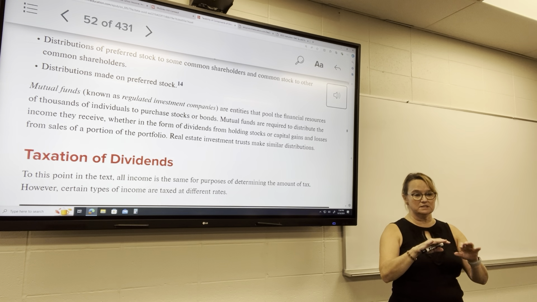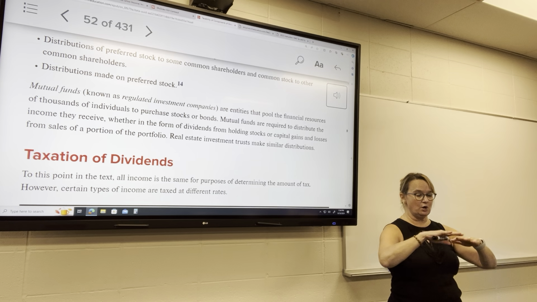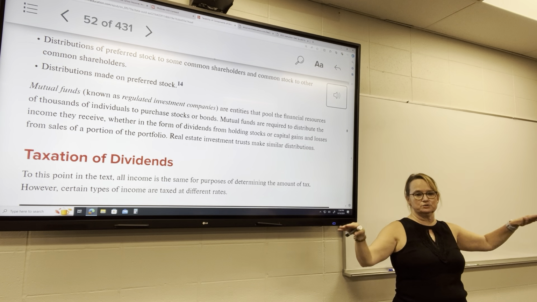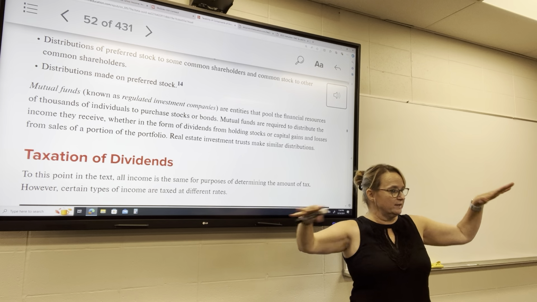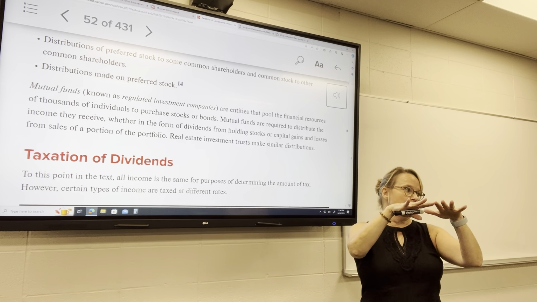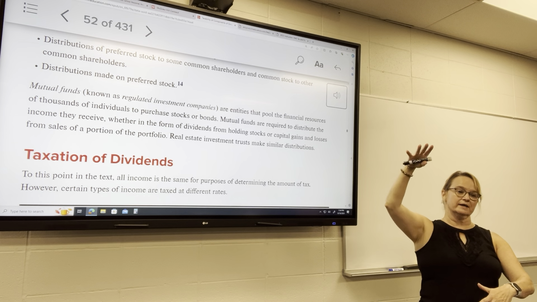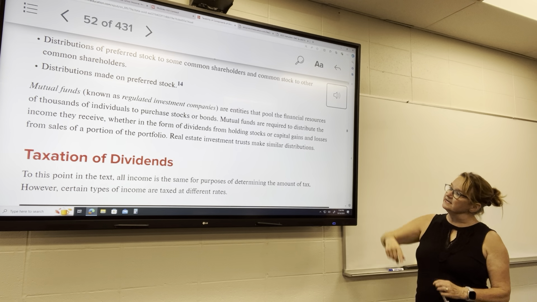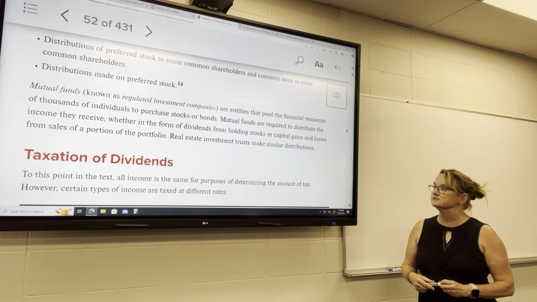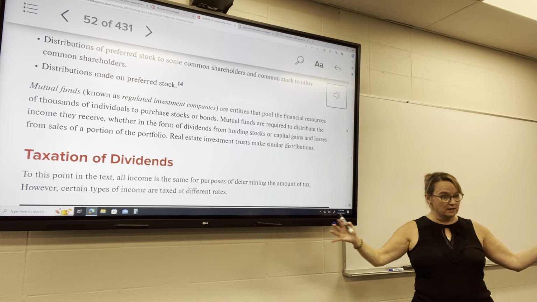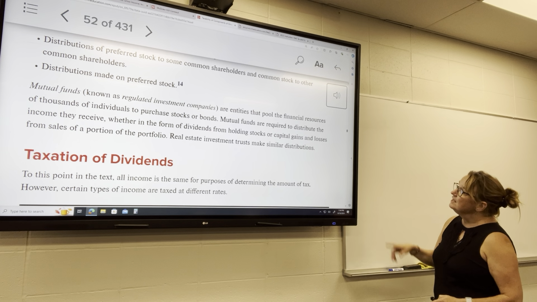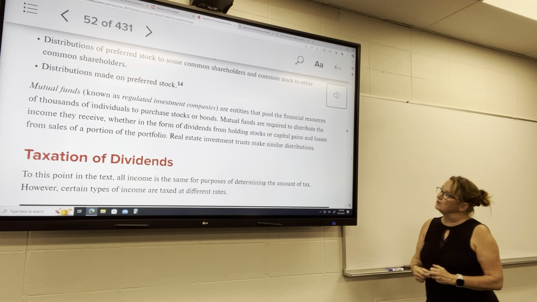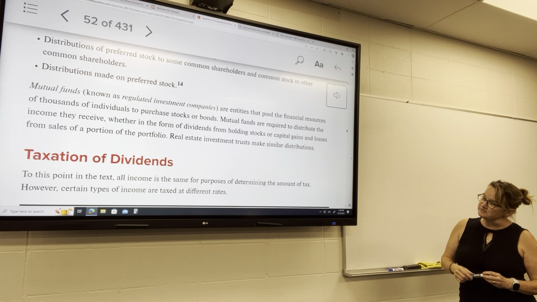So what it does is it distributes your risk. It lowers your overall risk. Now you're not dependent on just Apple going up. Now you can depend as well on Microsoft going up, so it spreads out that risk. It also minimizes your upside potential, but it minimizes your downside potential as well. Mutual funds pool financial resources of thousands of individuals to purchase stocks or bonds. So you're not the only one buying this. You've got a lot of other people buying this as well. They're required to distribute the income that they receive, either in the form of dividends from holding stocks or capital gains and losses from the sales.